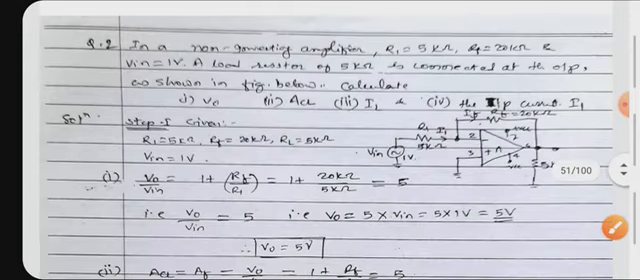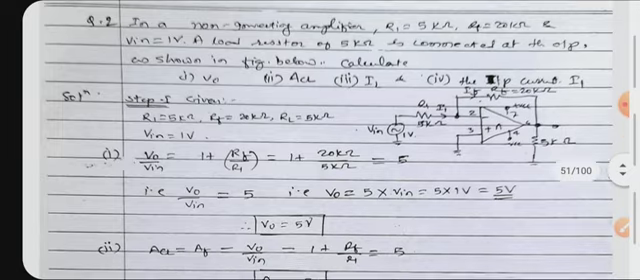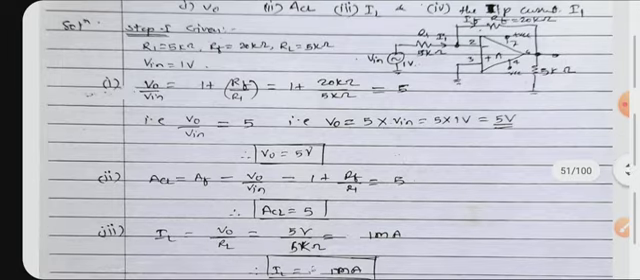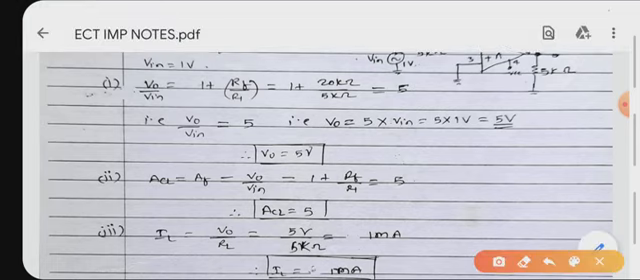Next problem, in a non-inverting amplifier, R1 is equal to 5 kilo ohm, RF is equal to 20 kilo ohm, Vin is given as 1 volt, and a load resistor of 5 kilo ohm is connected at the last to the output terminal as shown in the diagram. So it is asked to calculate VO, ACL, IL, and fourth the input current I1. So step 1, what is given? Just write down R1, RF, RL and Vin given. So use the basic formulas.